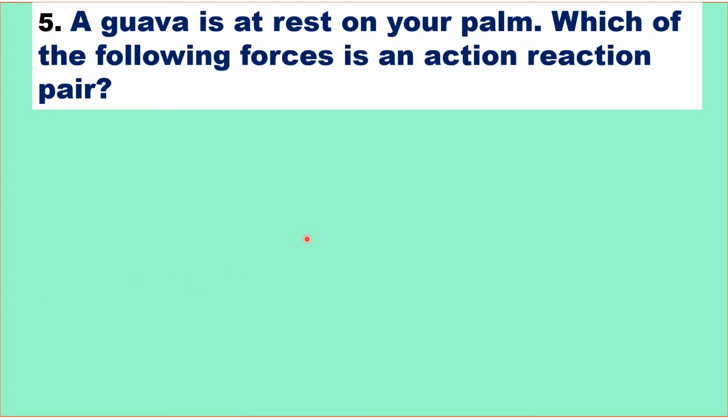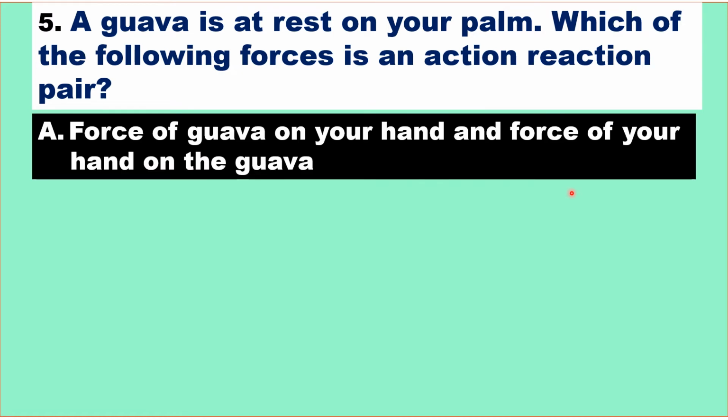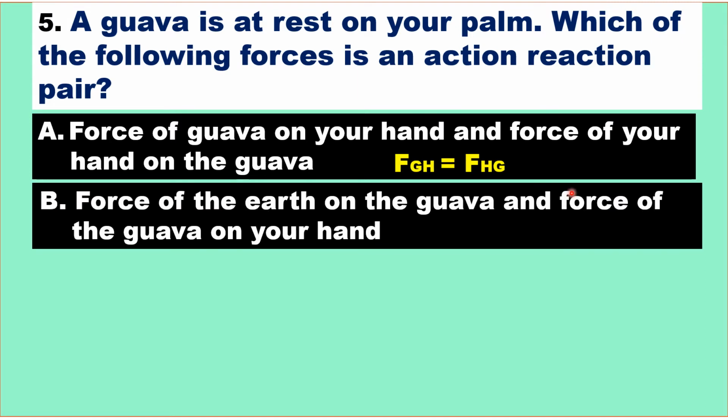All right, for this question, we are given a guava that is lying at rest on your palm. The question is, which of the following forces is an action-reaction pair? All right, so letter A, the force of guava on your hand and the force of your hand on the guava. Or is it letter B, the force of the earth on the guava and the force of the guava on your hand, labeled here as FEG equals FGH.